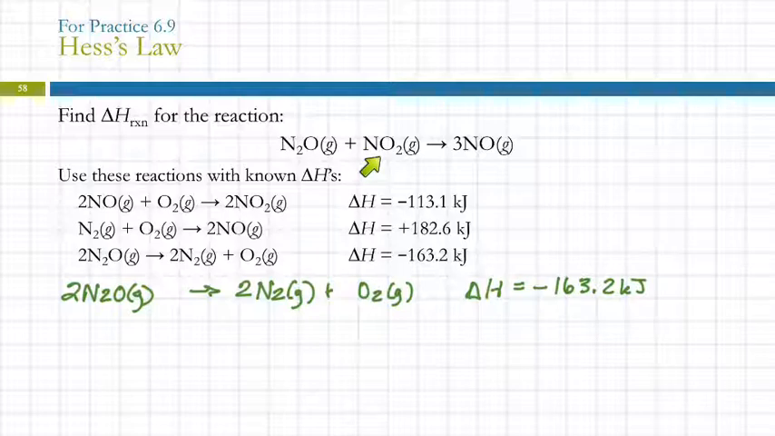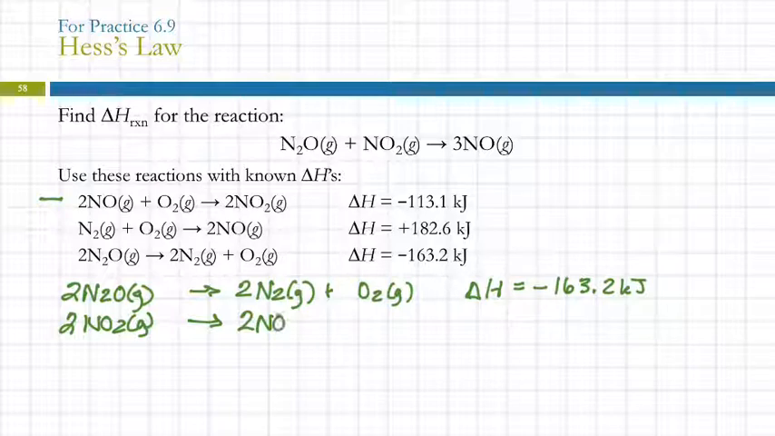The other reactant I want is NO2. So no NO2 there, no NO2. This one has NO2, but it's a product. I can write the reaction backwards and make it a reactant. So I'm going to take this one and reverse it. I'm going to get 2NO2 gas, 2NO plus O2. Because I reversed it, then I changed the sign on delta H. So it was negative, now it's positive.